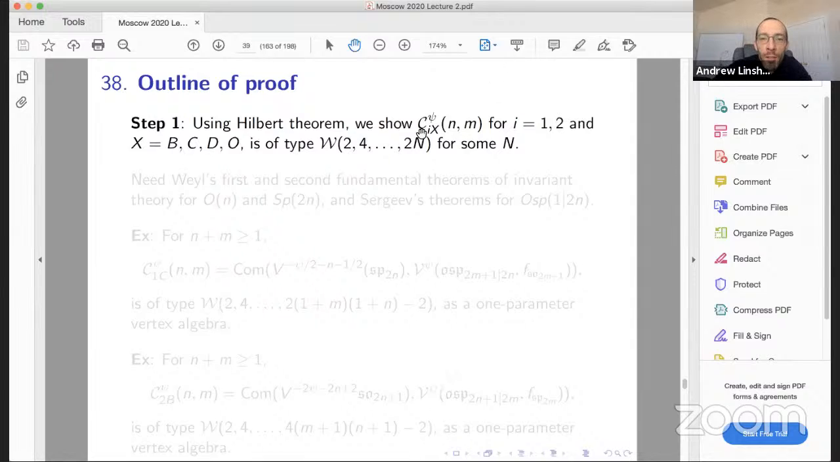Okay, so when I say affine coset, remember that sometimes I have a Z2 orbifold. So whenever I want to speak of these all at once, I'll call them IX. So I means 1 or 2, and X means B, C, D, or O. It turns out that all of these things are of strong generating type W(2,4,...,2n) up to some 2n.